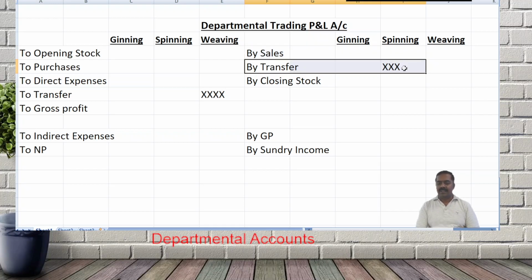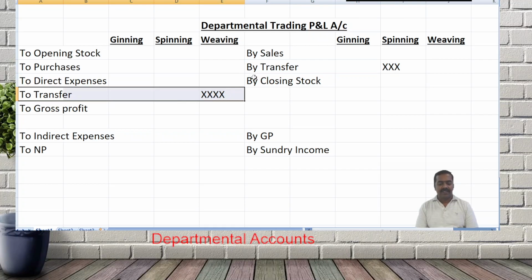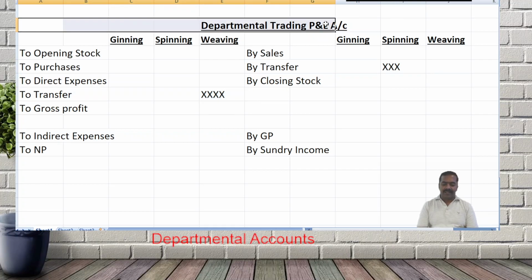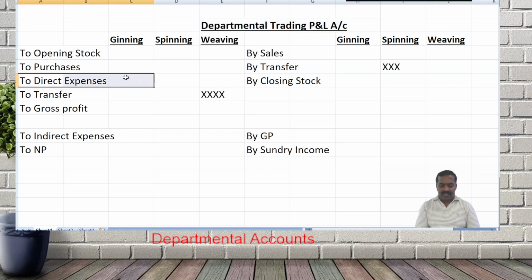So how to record interdepartmental transfers? Credit the giver and debit the receiver. This will be recorded in which account? Trading P&L account. So this is the first difference in learning. Clear how to deal with interdepartmental transfers? Debit the receiver and credit the giver.